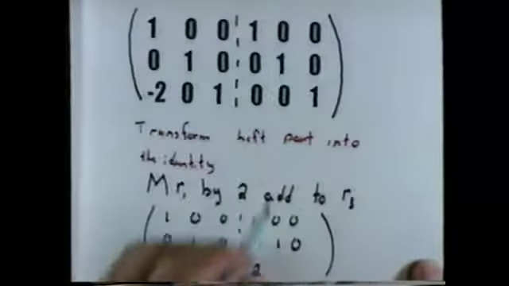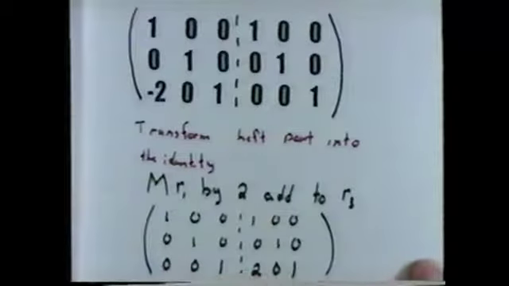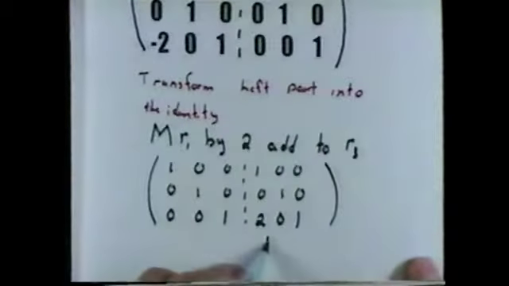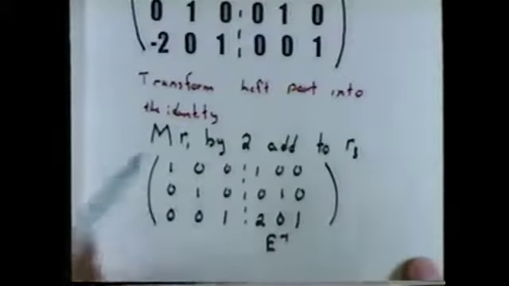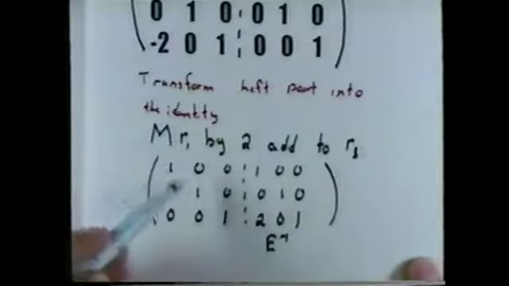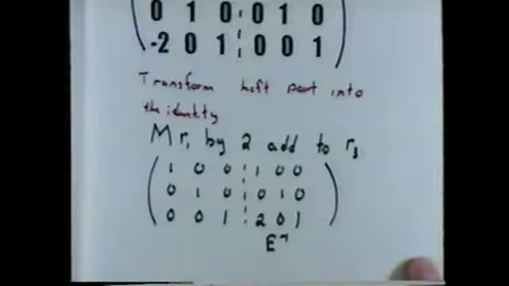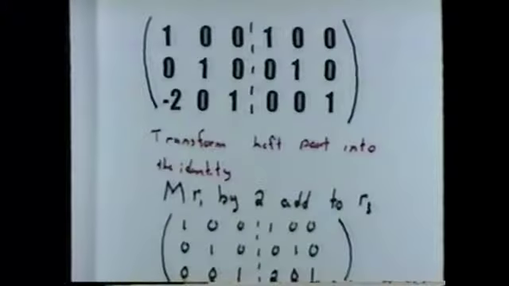2 times 0 is 0. 0 plus 0 is 0. 2 times 0 is 0. 0 plus 1 is 1. So here's going to be E inverse. You can easily see why: if you simply reverse the process, you'll get E inverse, because you are going back and making sure you have the identity on the right side, which means to get the identity, you'd have to reverse the process that was used to get E.